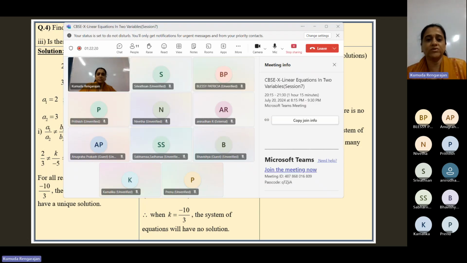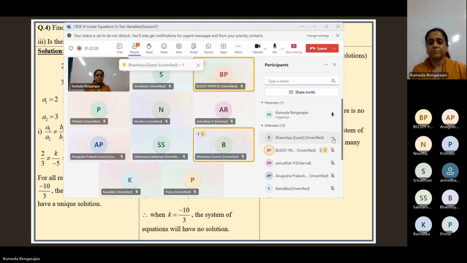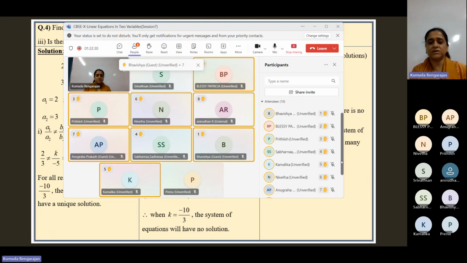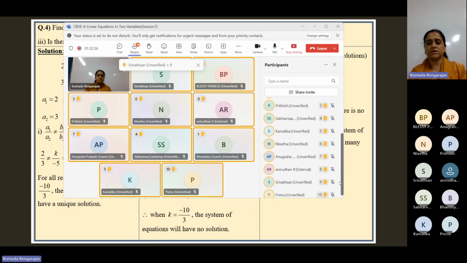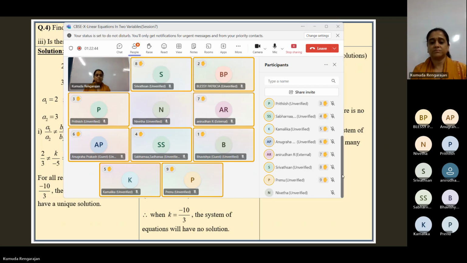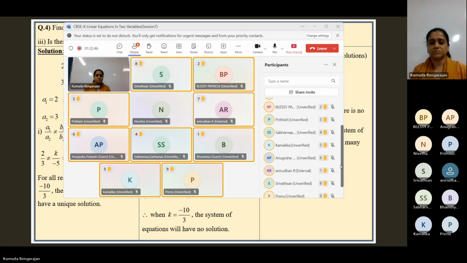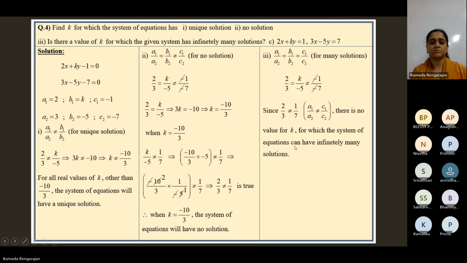Online children, use emoji. Raise your hand. Avishya, Blessy, Pratish, Sabarna, Sabna, Kamalika, Niveda, Anugraha, Anirudhan, Srivatsan, and Prem. It's not there. Bharti. All right. Thank you, children.